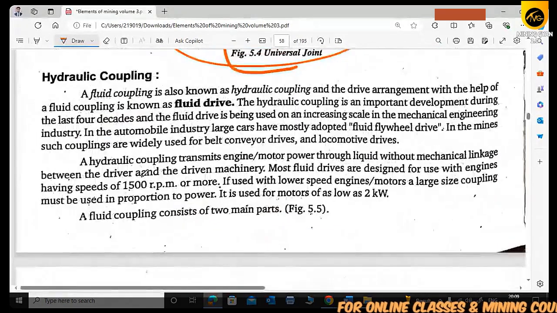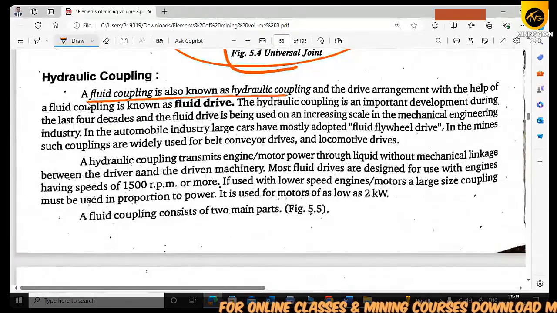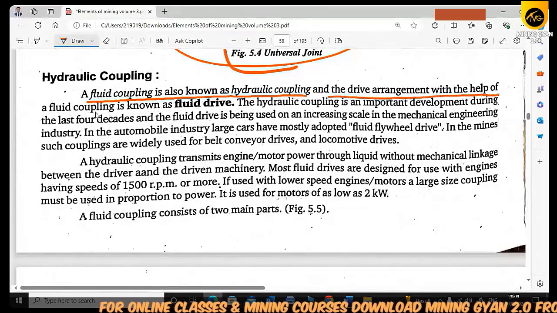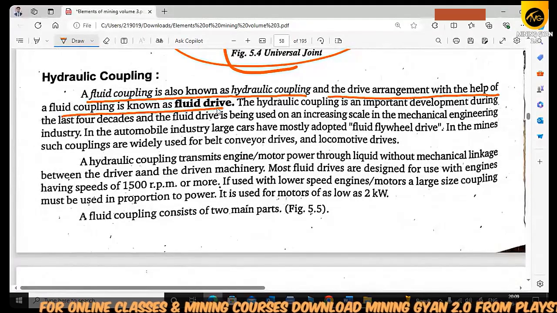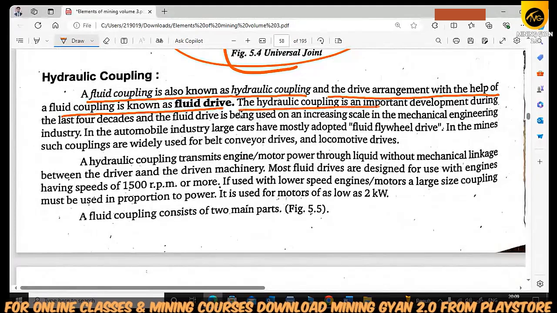A fluid coupling is known as a hydraulic coupling. The drive arrangement with the help of fluid is known as the fluid drive. The hydraulic coupling has seen important development during the last 4 decades. The fluid drive is being used widely in the mechanical engineering industry and in the automobile industry. Large cars mostly adopt the fluid flywheel drive. In mines, such couplings are widely used in belt conveyor drives and locomotive drives.